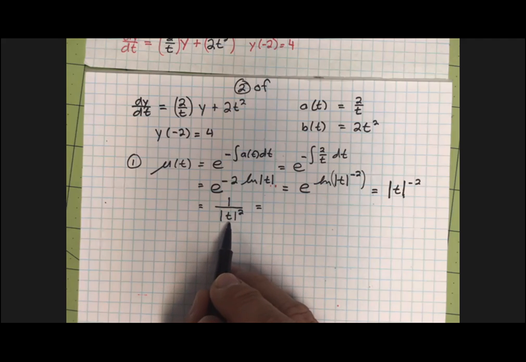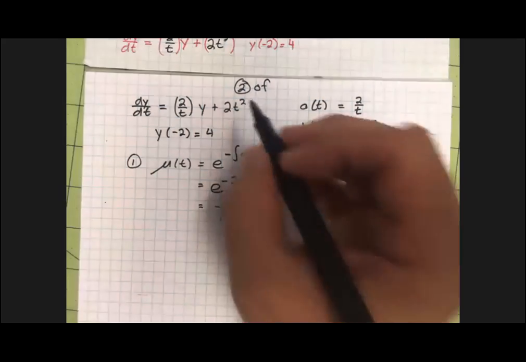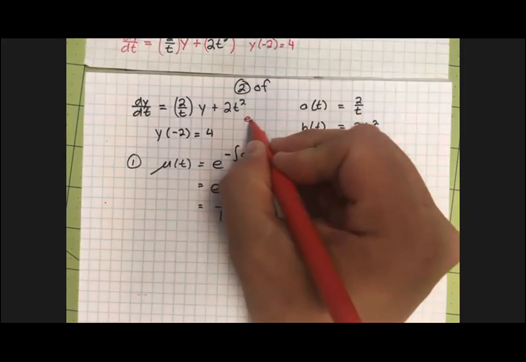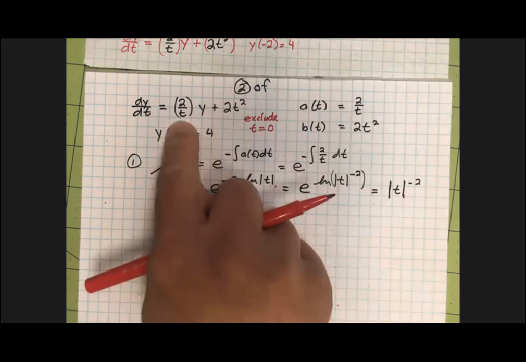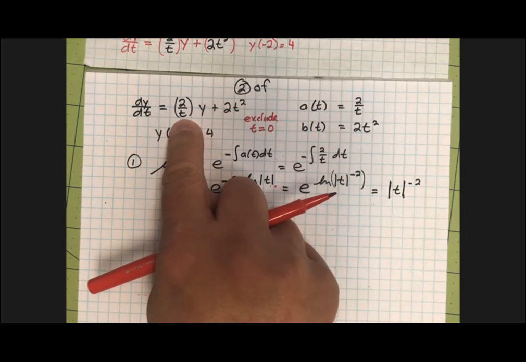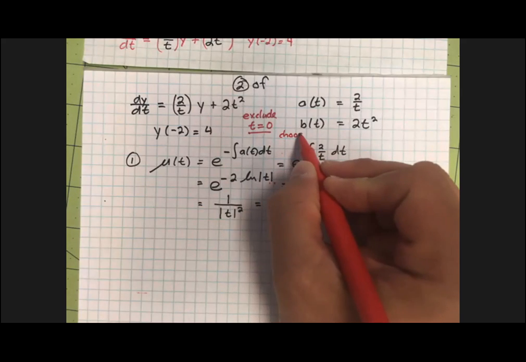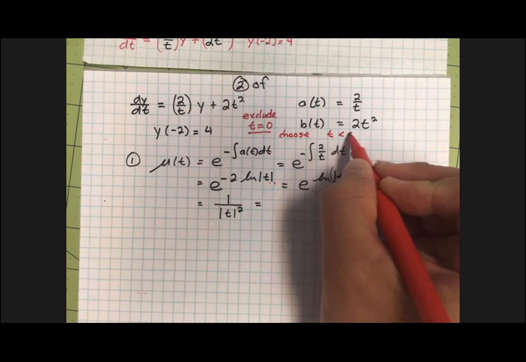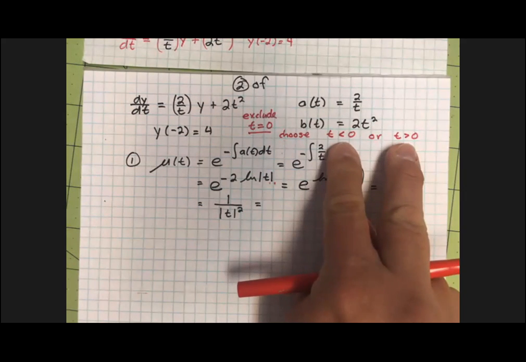The truth is, the moment I saw 1 over T in the problem, I had to do what? I had to exclude the possibility that T was 0. Because if T is 0, I don't even have a problem, let alone a solution. And that's the error I made in 1515. You got to go read that. So I have to choose right now to do this problem for the t's that are less than 0 or to do this problem for the t's that are greater than 0. Which should I choose? The initial value tells you which to choose.